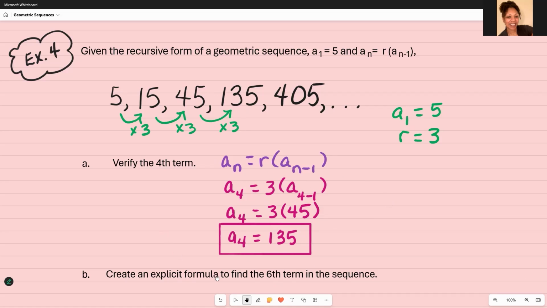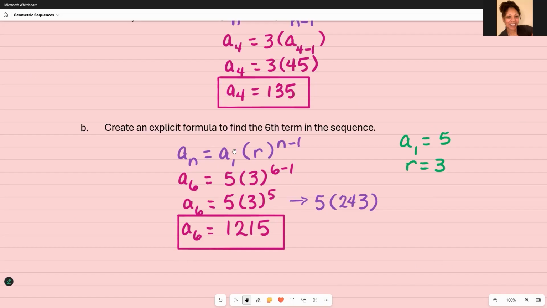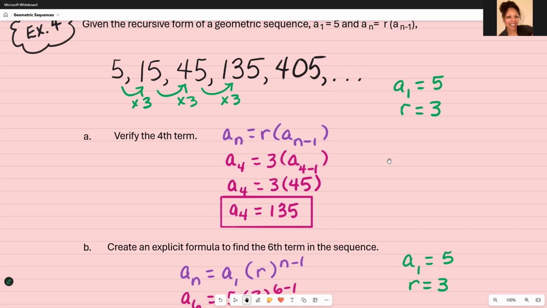We're going to use the explicit formula to find the sixth term in the sequence. After substituting into the explicit formula, n is 6 because I'm trying to find the sixth term. A sub 1 is still 5. That's your first term, and then your R is your common ratio, which we said was 3. Once you simplify it, this is what the steps look like. Your sixth term should be 1,215. If we were to keep going, using your explicit formula, you can find any term.